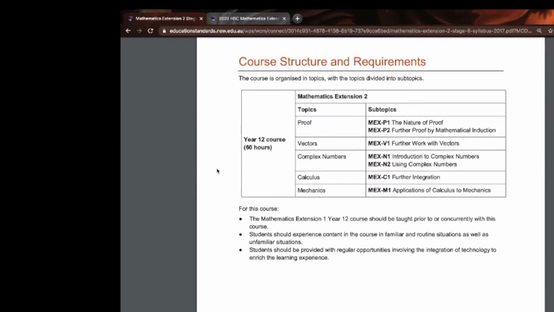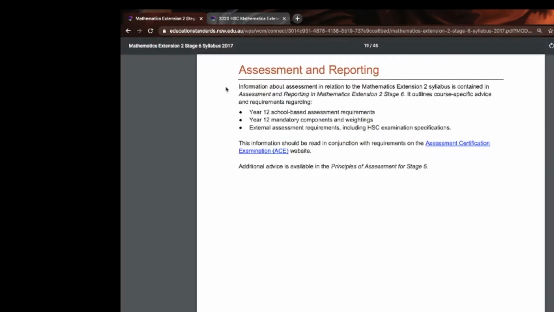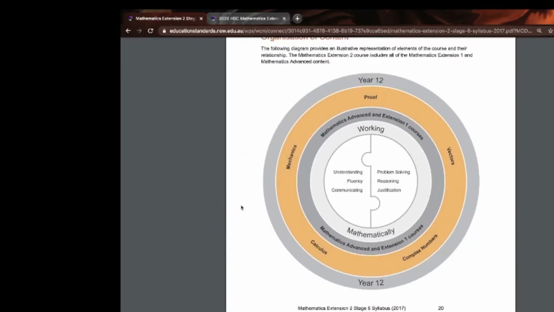This is a brief outline of the course. I'll skip over this because we go into more depth later. Assessment and reporting. You should have a look at this, the content. So this illustration shows what you'll be studying in Year 12. And it shows that by getting these bread and butter tools of understanding, fluency, communicating, problem solving, reasoning, and justification, that will lay the groundwork which will allow you to expand your mathematics in advanced and the extension 1 courses. Then you'll use those to perform in the extension 2 course.